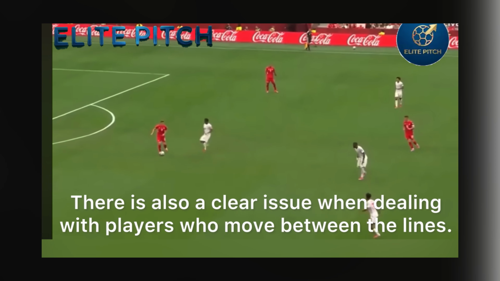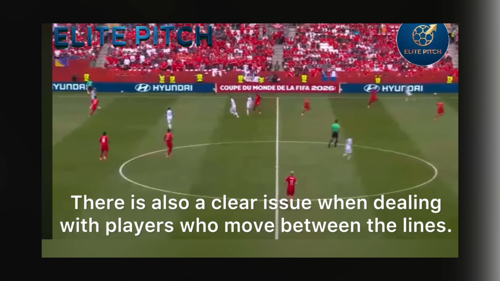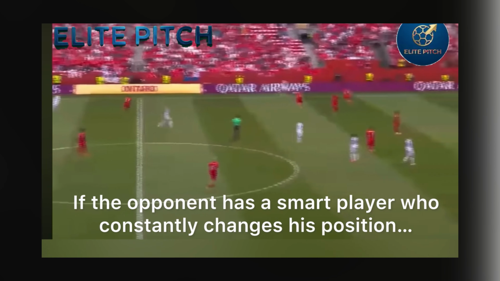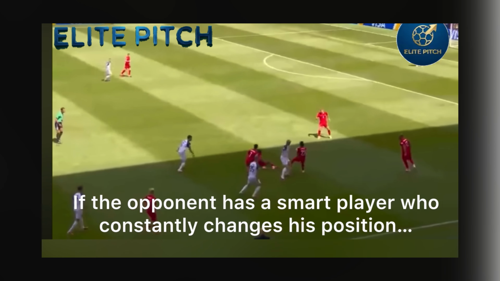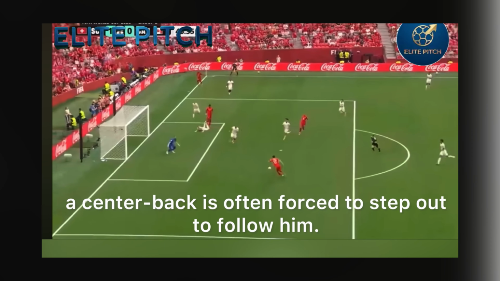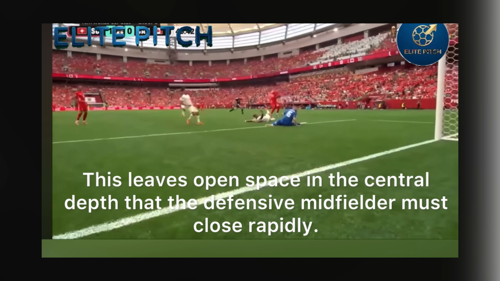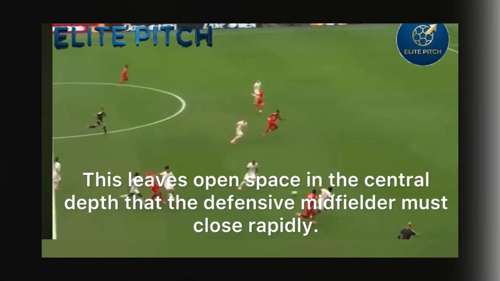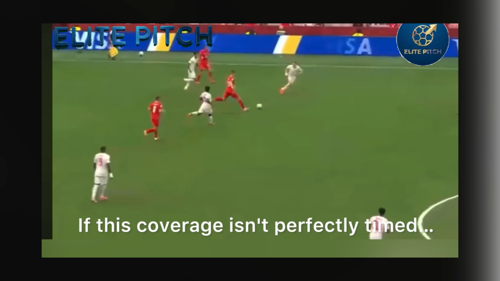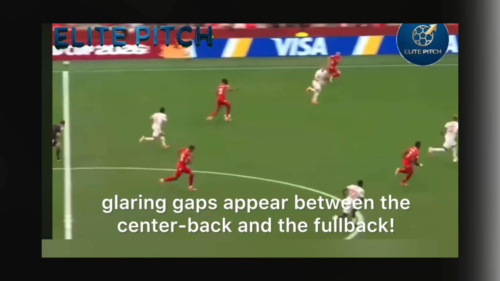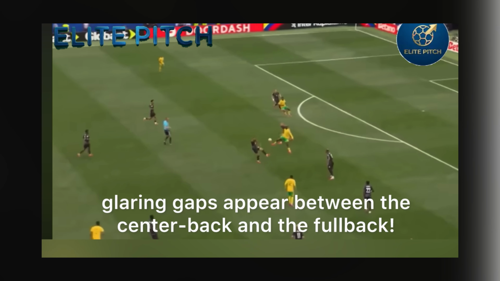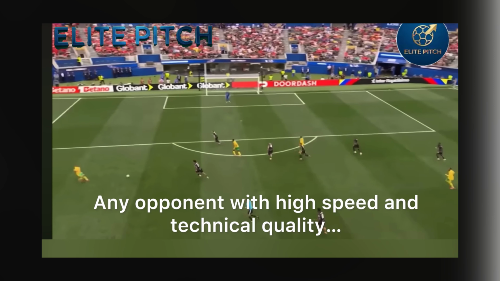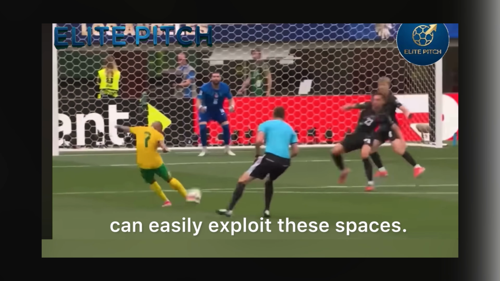There is also a clear issue when dealing with players who move between the lines. If the opponent has a smart player who constantly changes his position, a center back is often forced to step out to follow him. This leaves open space in the central depth that the defensive midfielder must close rapidly. If this coverage isn't perfectly timed, glaring gaps appear between the center back and the fullback. Any opponent with high speed and technical quality can easily exploit these spaces.